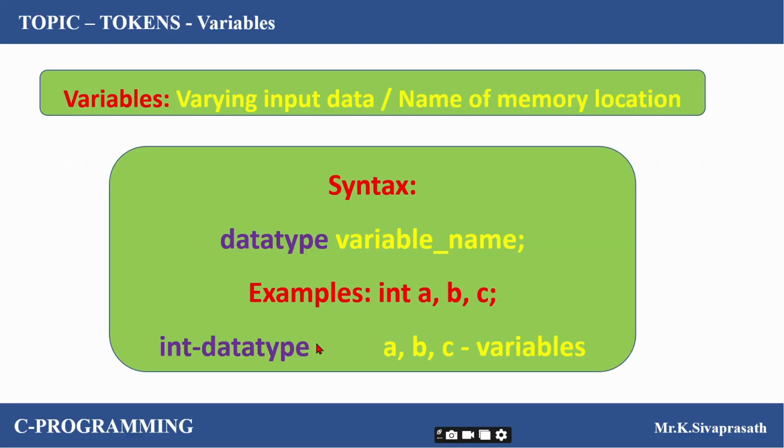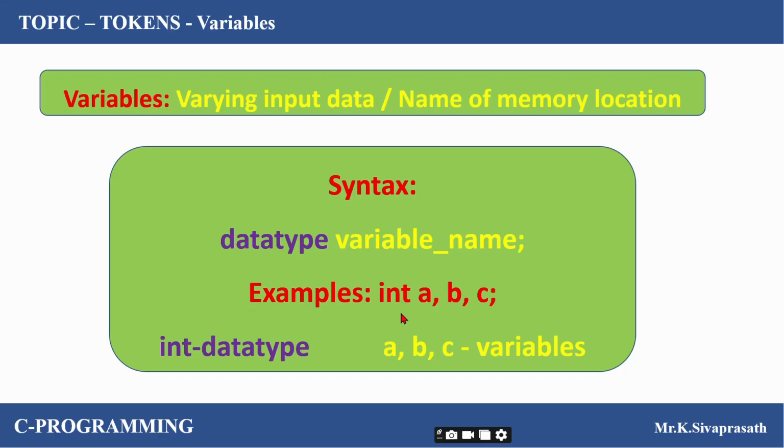Now coming to the variables. This is an important topic that comes under tokens. Variables are nothing but the varying input data. This allocates the memory location for the data fed by the programmer. For example, the syntax followed here is the data type followed by the variable name. Here the variable name can be user customizable.